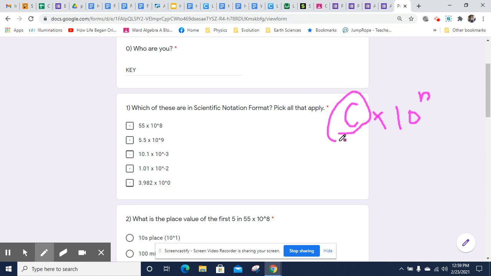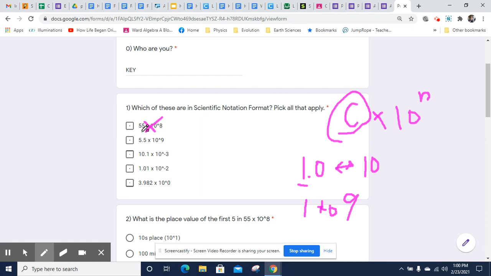But this coefficient needs to be between 1.0 and 10, but not 10. So it can be anything up to 10. So basically, the first digit needs to be 1 to 9, and it is only one digit to the left of the decimal place. So only one digit. Okay, so that tells us that this one is right out.